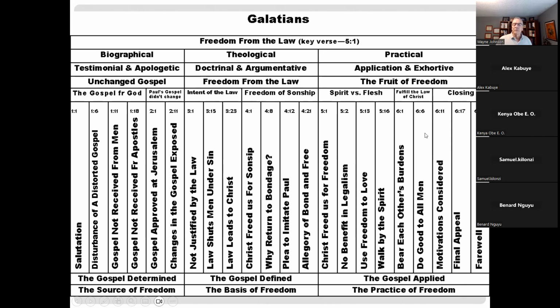So, bearing each other's burdens, do good to all men, and so on. And then a closing. So those are chapter titles. And then you can begin to reflect the structure of the book of Galatians, or whatever the appropriate way. So you might say that the first two chapters really deal with an unchanged gospel. The second two chapters focus on freedom from the law. The last two chapters, the title I give it, the fruit of freedom.